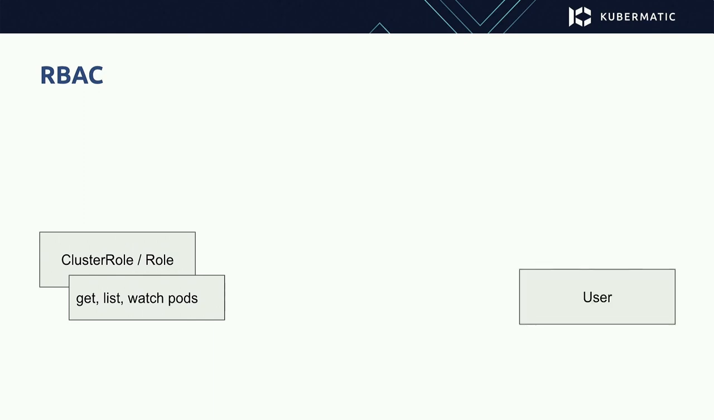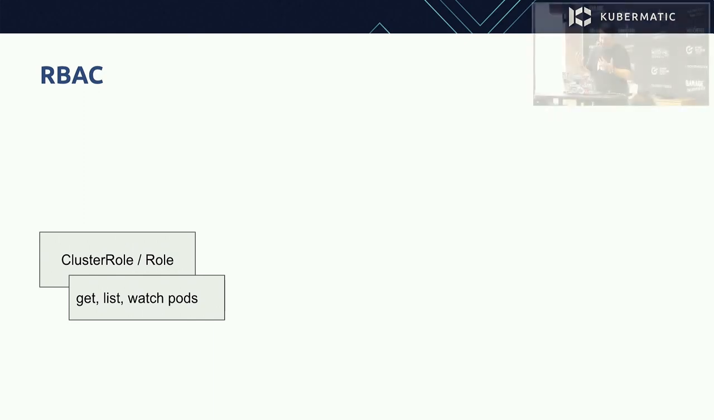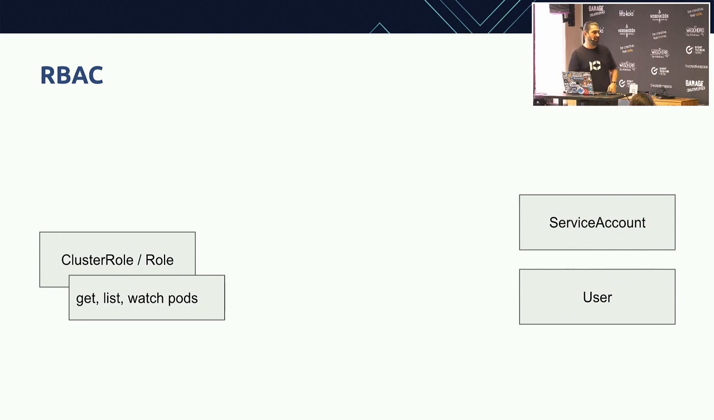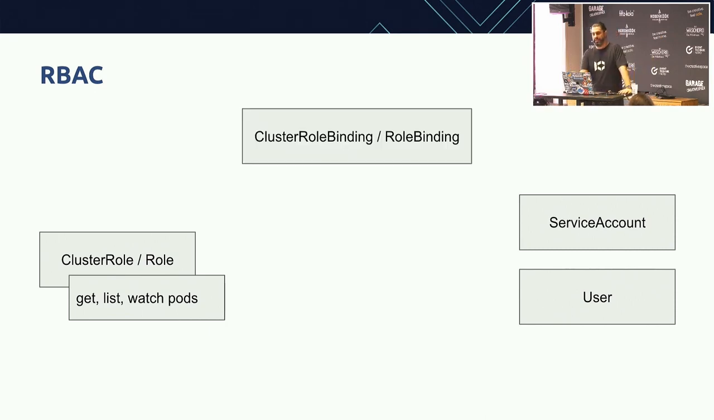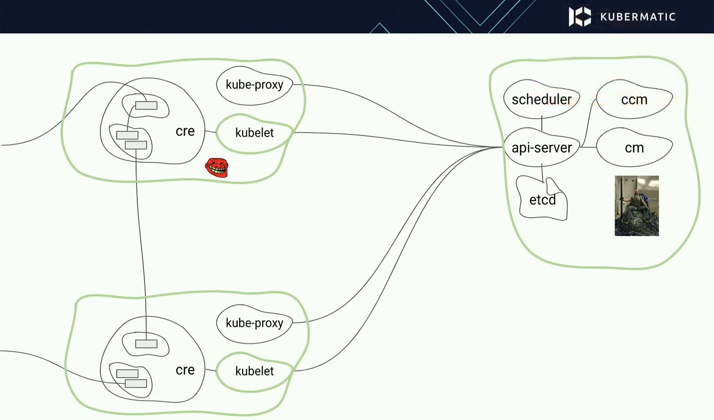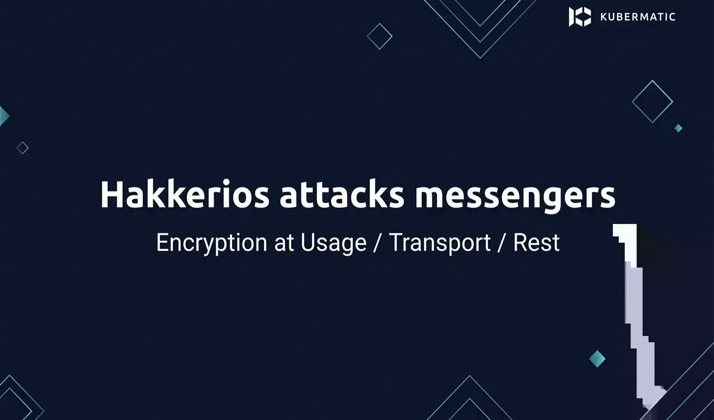And for RBAC, we have two things. It's a ClusterRole, which is valid for the whole cluster, or a Role, which is valid for a specific namespace. So it could be something like get, list or watch pods, or create secrets, delete config maps, whatever, a role. You can have a user and a service account, and you have the binding to make sure that those roles are bound to those users or service accounts. So when you have those, you also have a more secure container runtime environment, let's say.